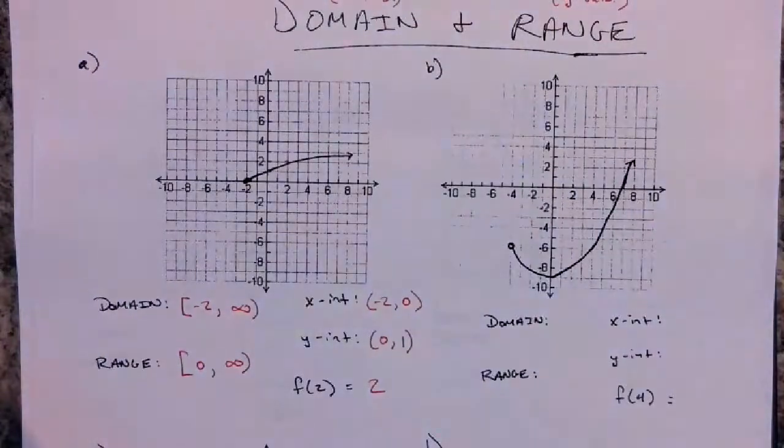So from a graph, we can determine different properties. Mainly we're talking about domain and range here, but I want to make sure you remember how to find the x-intercept, the y-intercept, and then evaluating the function at a point.